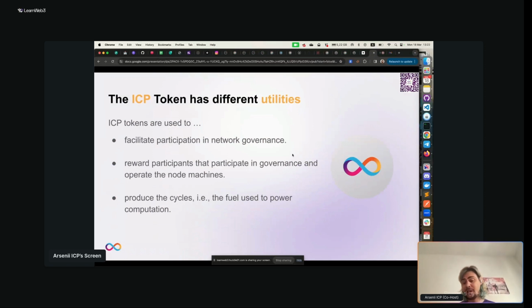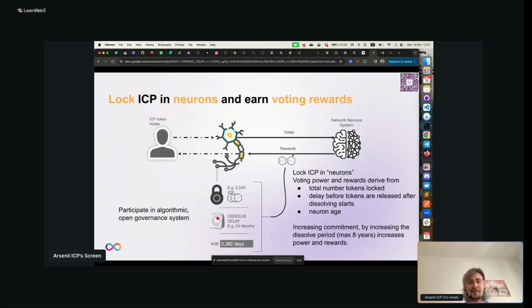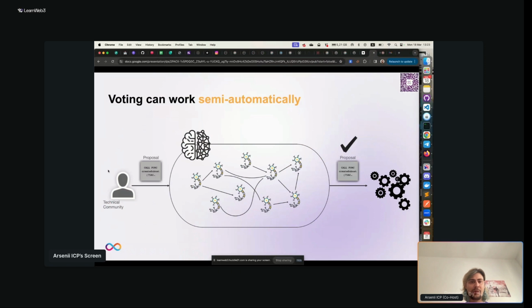So you can weigh the better rate between ICP and cycles, and it's very similar to the concept of a gas token if you're familiar with this. Also, ICP tokens allow you to earn voting rewards, and also to vote semi-automatically. So you can choose the account which you trust, and they will do the same voting as the account which you select.